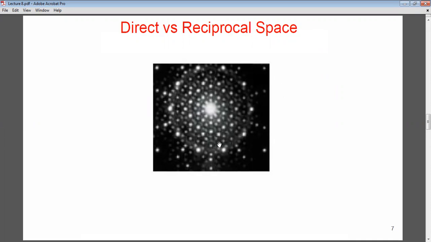So if I bring a crystal and I shine electrons upon it and I see what happens at the detector, I will see something like this. I will see some bright dots and some black dots. Okay, the bright dots are thought of as the reciprocal space version of the direct crystal lattice. So what I see on my detector is the reciprocal space. Okay, each dot is reciprocal lattice. In reciprocal space, the dots are connected to each other by lattice.